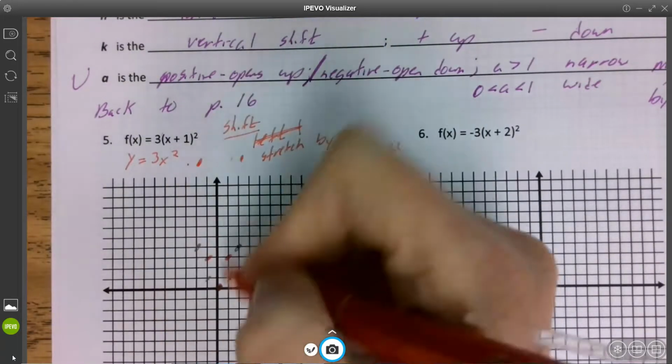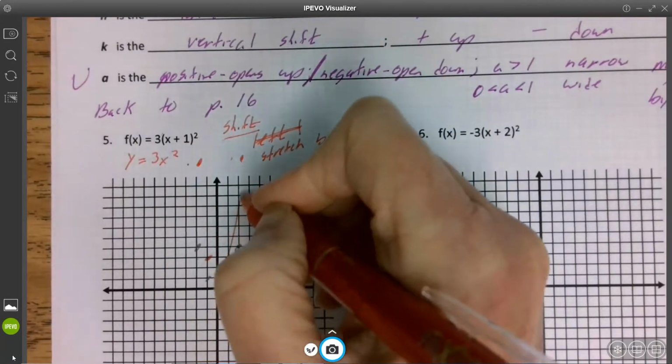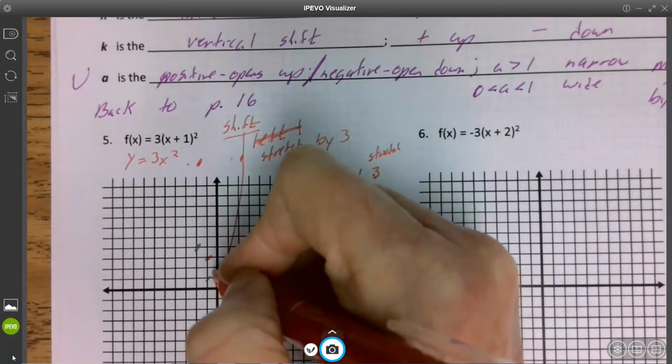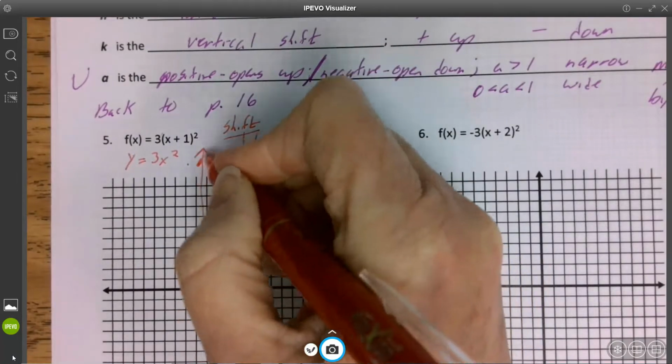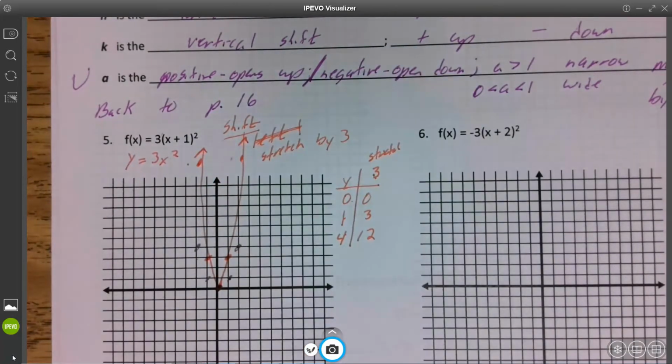This point goes all the way up to 12. So my graph, when I go to graph it, it goes up so quickly I barely have a rounded bottom at the vertex. That's what the graph looks like. Okay. I'm going to stop there just because it's a long video.